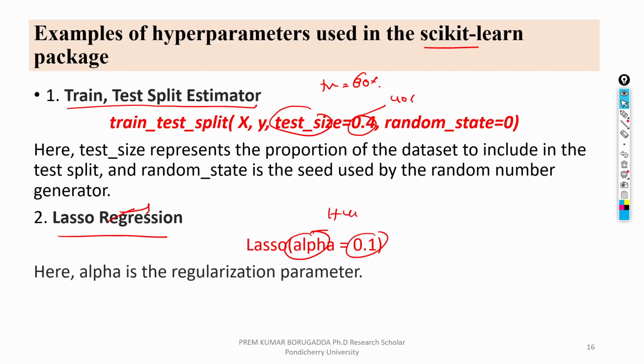For this hyperparameter, we are going to give values like 0.1, 0.01, 0.001. So this is the regularization parameter. With the regularization parameter, you are able to give some range of the learning rate values.